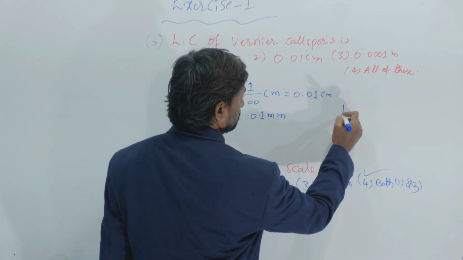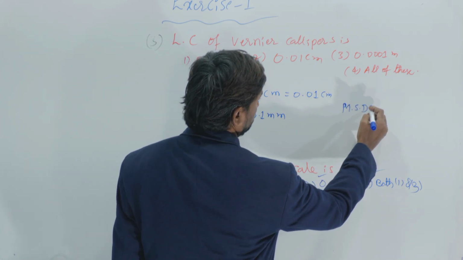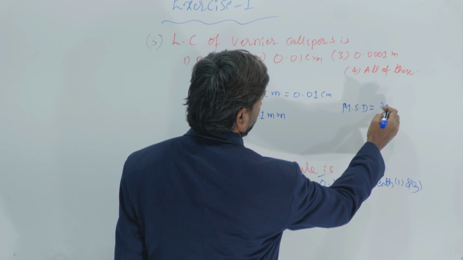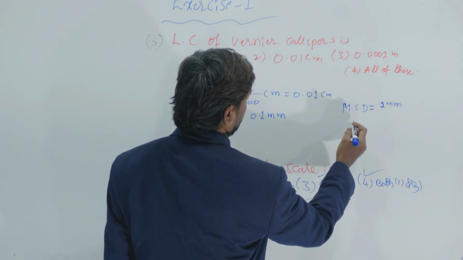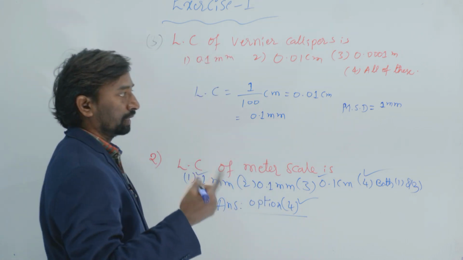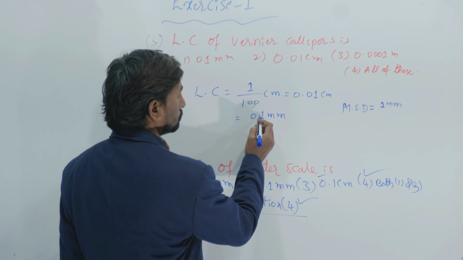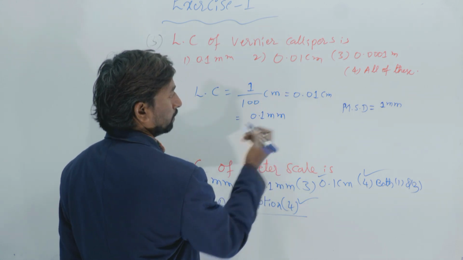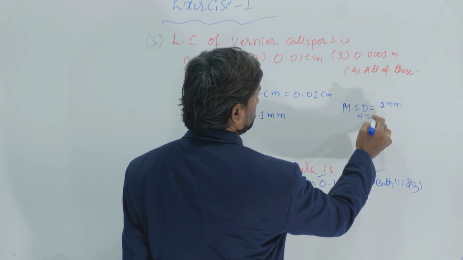On the main scale, the value of one MSD can be written as 1 mm, and the least count is 1 mm by 10, which means 0.1 mm. So the least count is nothing but 1 mm divided by the number of divisions, which is 10.